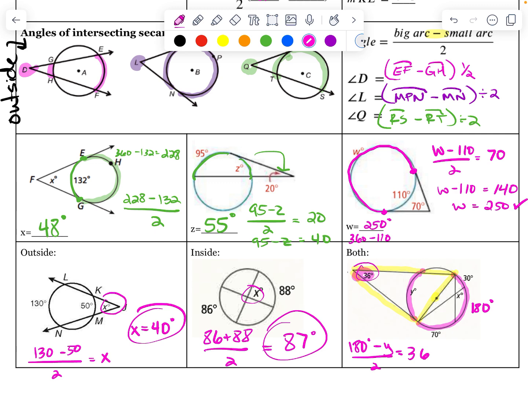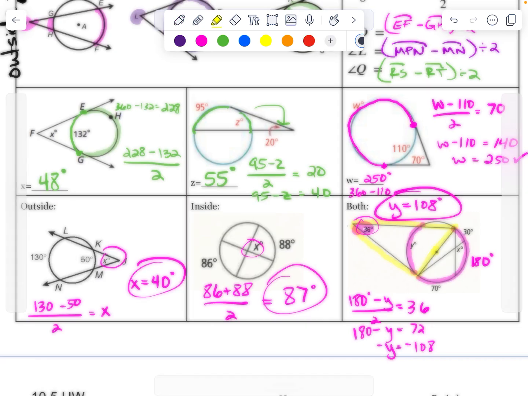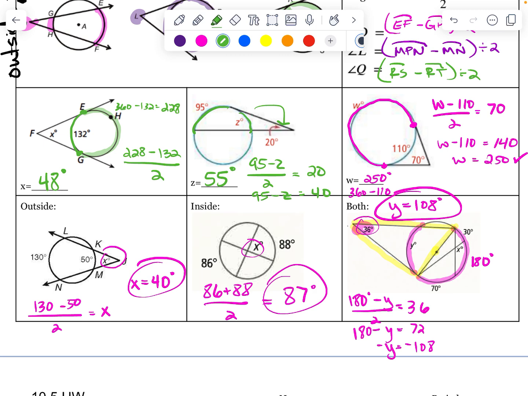So 36 times 2 is 72. 180 minus y equals 72. 72 minus 180 is negative 108. Negative y equals negative 108. So y equals positive 108. All right, so that was y. Let's find x. X is here.